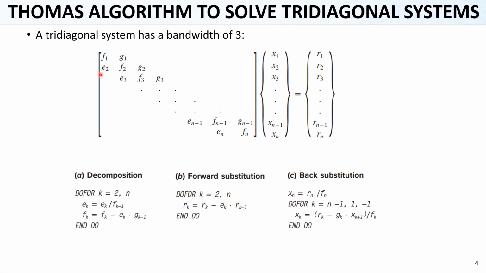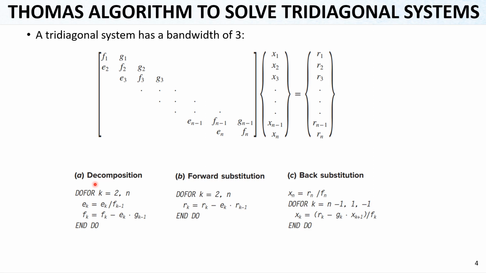For this, first of all, we define each term as E, F, and G. The first term doesn't have E because it has only 2 terms. It starts with F, but the second row starts with E2, F2, G2. Then the third one, E3, F3, G3. So basically the first diagonal will have E's, the middle diagonal will have F's, and the third diagonal over here will have G's. And in the end, we will have En, Fn, and G doesn't exist here.